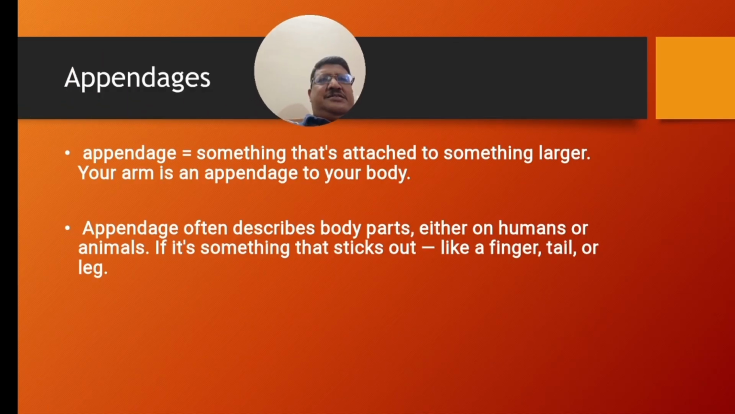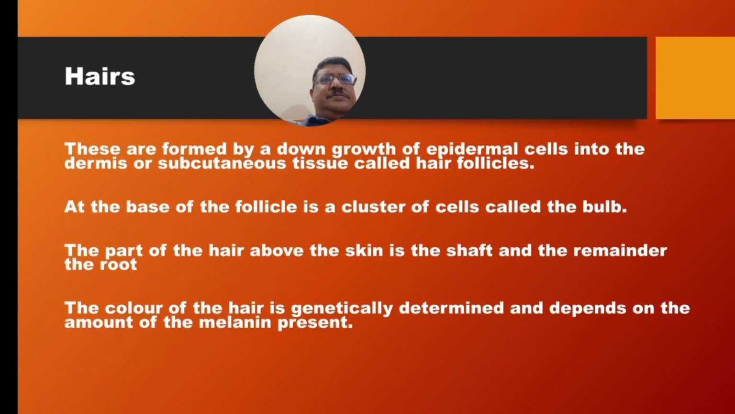Now, appendages. What are appendages? Something that attaches to something larger. Your arm is an appendage of your body. Appendages often describe body parts, either human or animal. It is something that sticks out, like a finger, tail or leg.